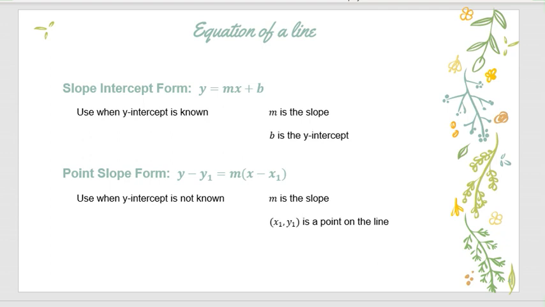So we've already talked in the last couple slides about y equals mx plus b. Typically you're going to use that when you know the y-intercept. M is going to be our slope, b is the y-intercept. However, we may be looking at graphs where we don't necessarily know the y-intercept. So in that case, we could use a different form called point-slope form. We use this typically when the y-intercept is not known. In this case, we have m as a slope, so we're going to plug in an m. And then we also need to plug in x1 and y1, which is just a point on the line. Once we plug that in, we have to rearrange and solve for y, and then we get the equation of our line.